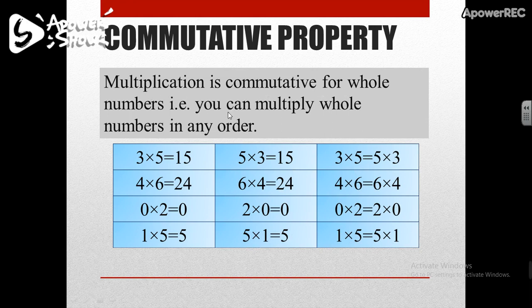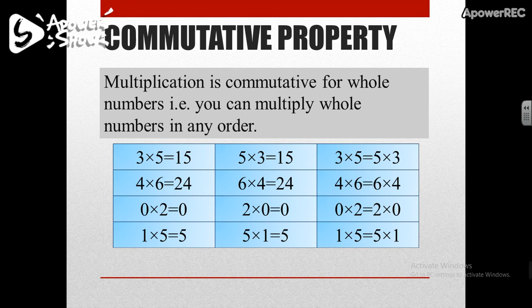Why? Because when we multiply whole numbers in any order, we are getting the same number, which means we can multiply our whole numbers in any order. By reversing their order, the answer is not going to change. So that means multiplication is commutative for whole numbers.